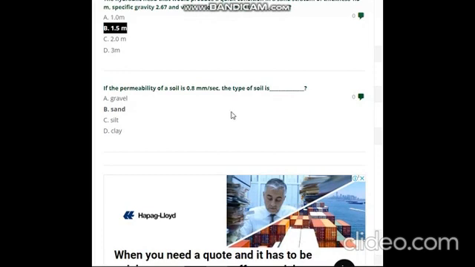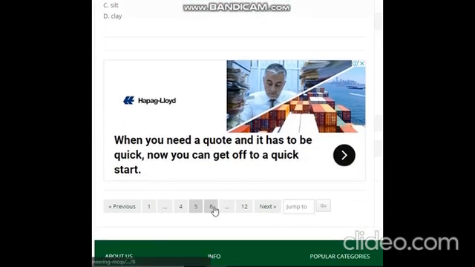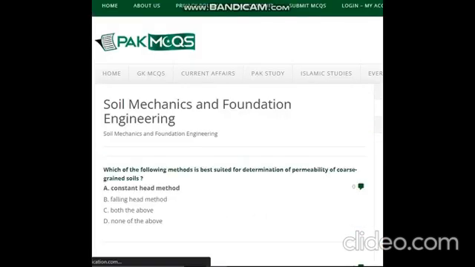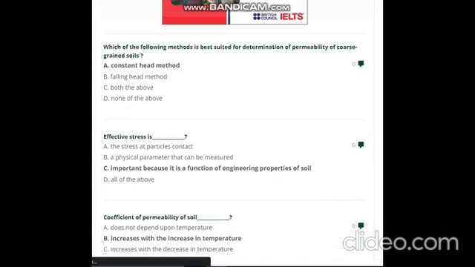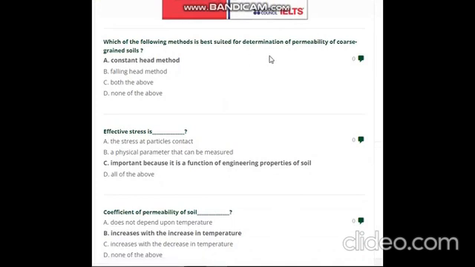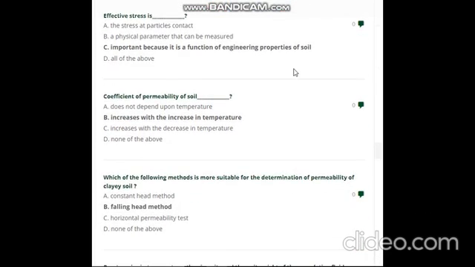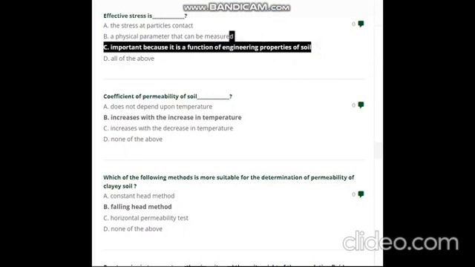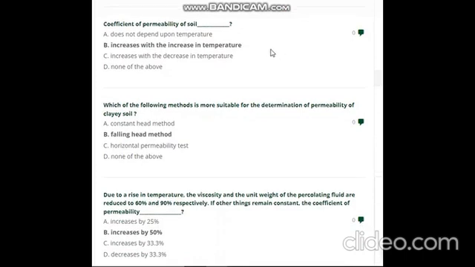If the permeability of soil is 0.8 mm per second, the type of soil is sand. Which of the following methods is best suited for determination of permeability of coarse grained soil? Constant head method. Effective stress is important because it is a function of engineering property of soil. Coefficient of permeability of soil is increased with increase in temperature. B answer is always correct.